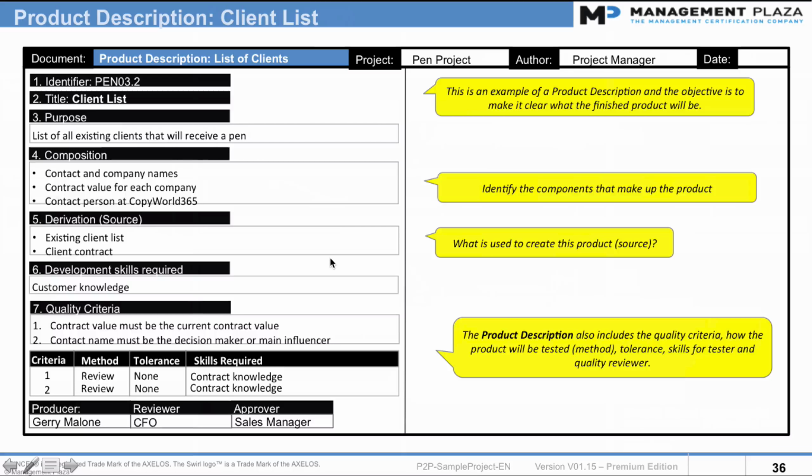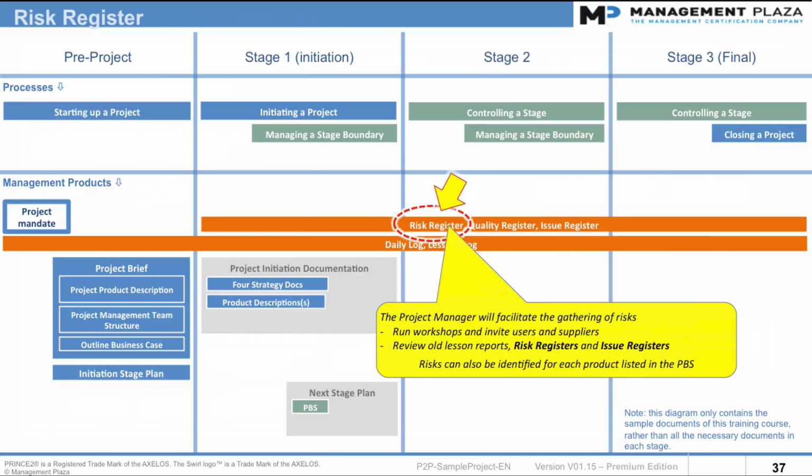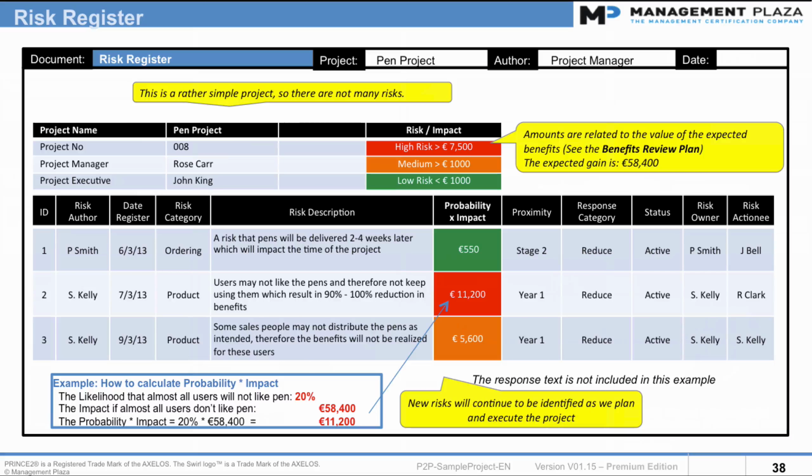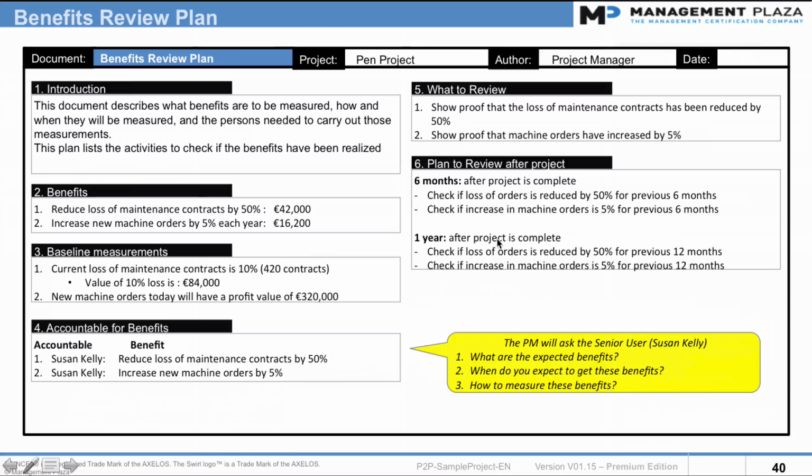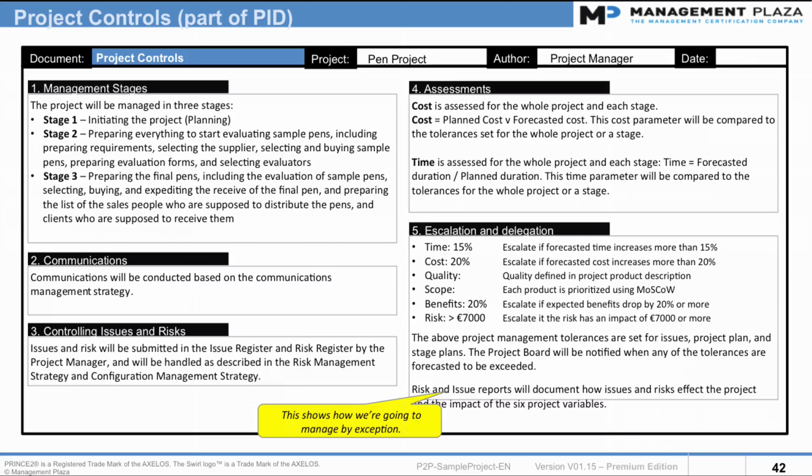Then we have a product description. So as you can see, it's quite simple information. You don't have to type pages and pages of document for this. This is the risk register, and it's a good example then of a risk register as well. Next, we have our benefits review plan, which again is not too much information. Next, then we have project controls. So this is again one of the documents which become part of the PID and an important document.